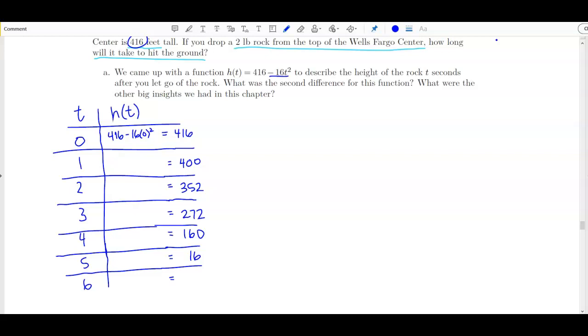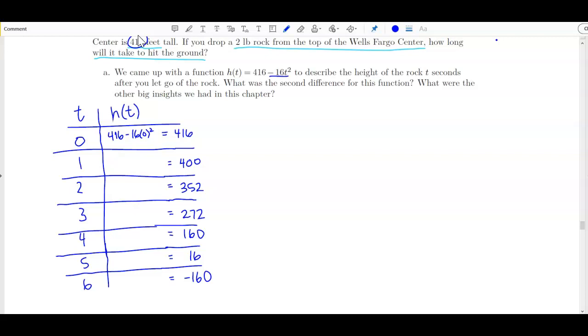You should have gotten a negative number on it, and I want to talk a little bit about that. So you should have gotten negative 160, right? If you got there. Okay, so these are the numbers that you should have. And notice it's starting off with the height of the building, and then the height is decreasing, as the rock is falling down.